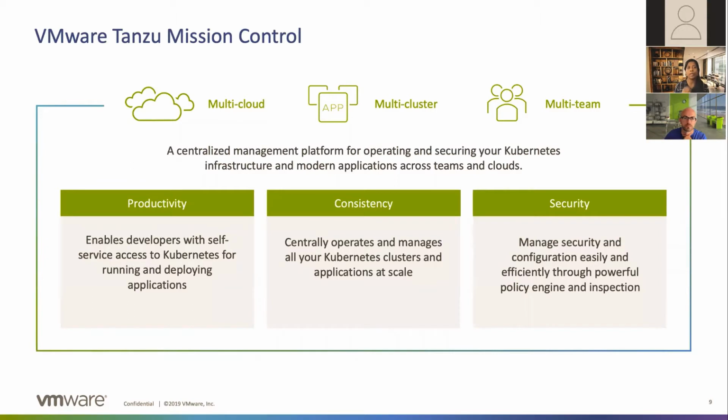From a productivity standpoint, the reason that Shadow IT happens is it's easy for developers to go to AWS, go to the management console, and spin up an EKS cluster and run containers there. The benefit that we want to give in Tanzu Mission Control is that same level of flexibility, but within more governance and security around it through a central management plane.